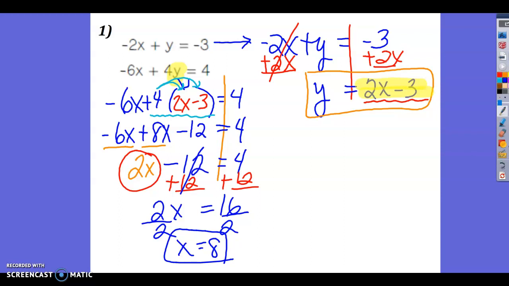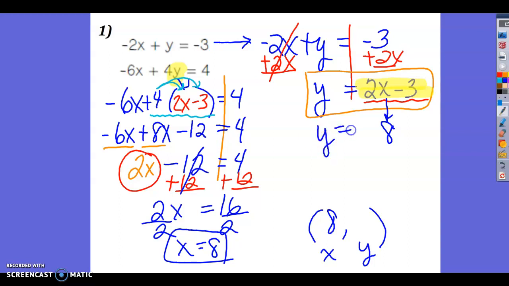So I know that in my ordered pair, my x coordinate is 8. But now I've got to find the y coordinate of my point. So I go back to the box. I'm going to take the x value here, and I'm going to take it out, and I'm going to put 8 in place of it because we just figured out that x is 8.